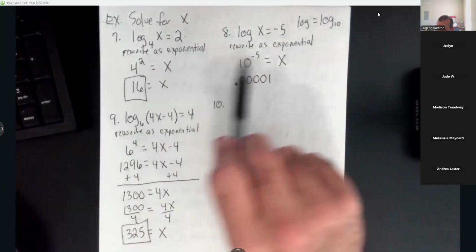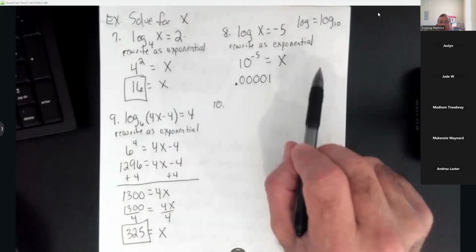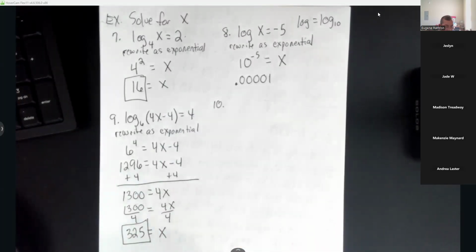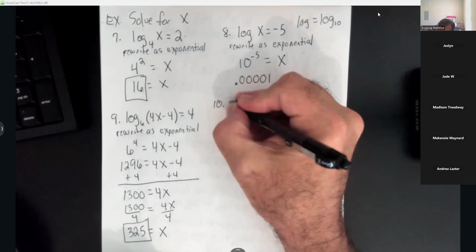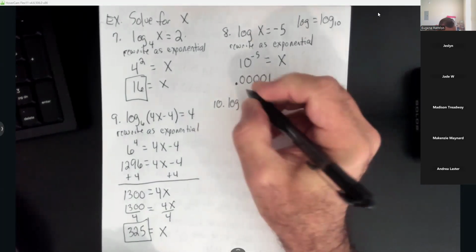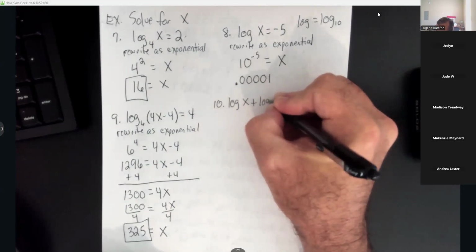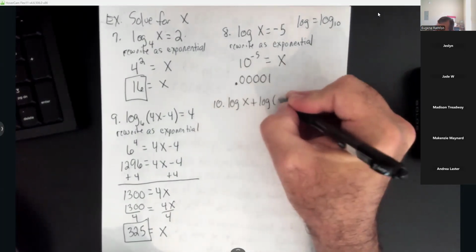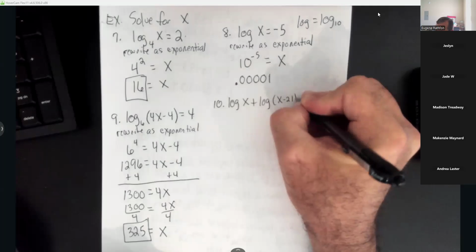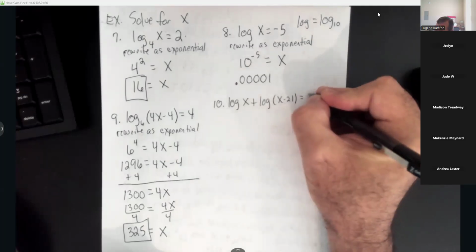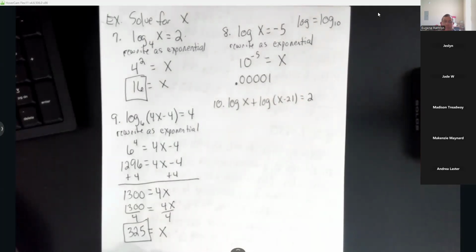So y'all ain't gonna lie, these 3, you had one step: rewrite them as exponential and then start solving for the variable. So let's up it a little bit and get a little more into those steps I gave you. So for number 10, I'm going to do this. A log of x plus a log of x minus 21 is going to equal 2.